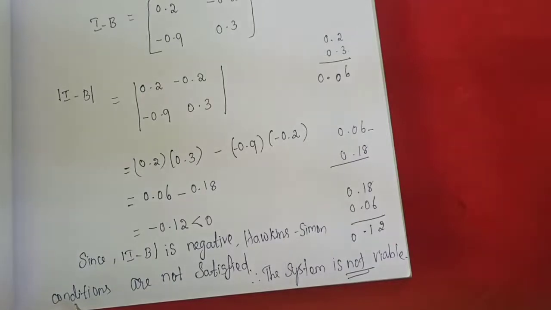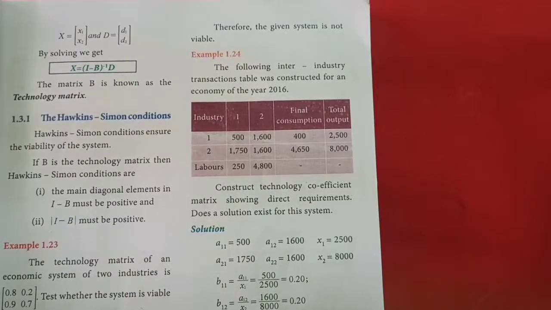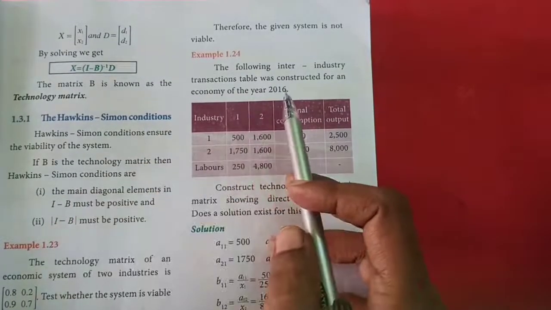Do all of you understand? Let's move to the next example. Example 1.24, page number 17 in your book. Please refer to the PDF file for reference. I am reading the question for you. Listen here. Example 1.24. The following inter-industry transactions table was constructed for an economy of the year 2016.